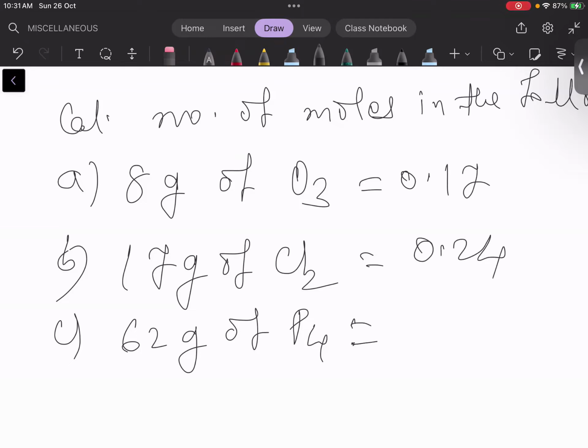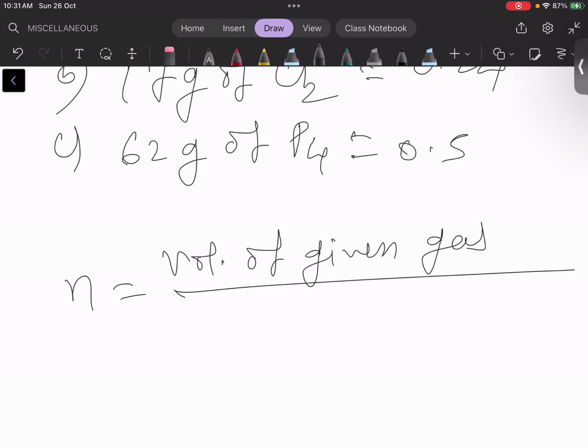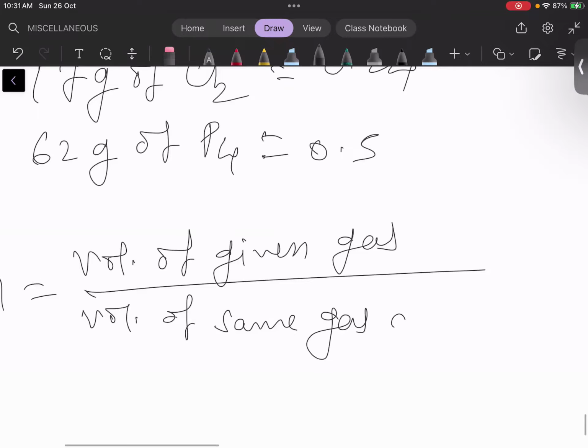Yeah. The next. 0.5. Yes, sir. Correct. 0.5. One more formula. In case of gases, number of mole is equal to volume of given gas divided by volume of same gas at STP or NTP.